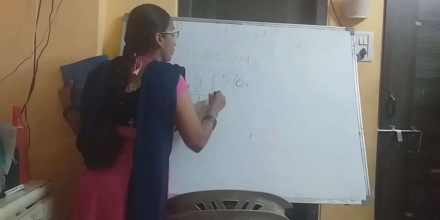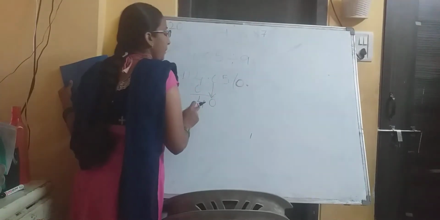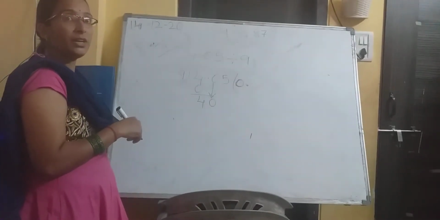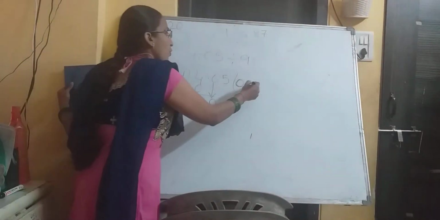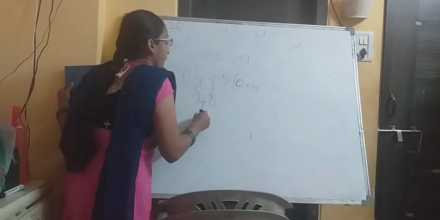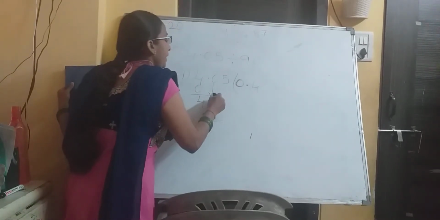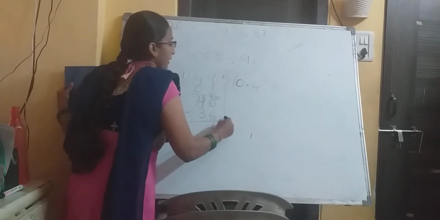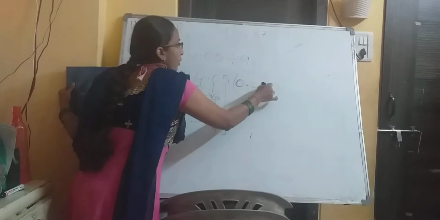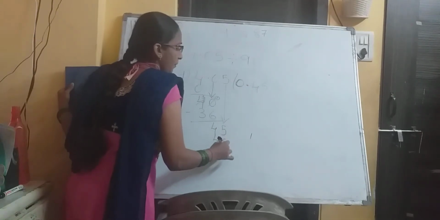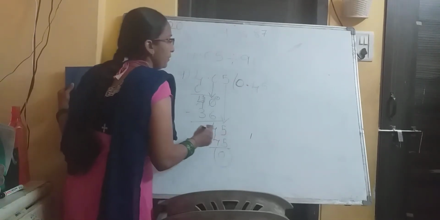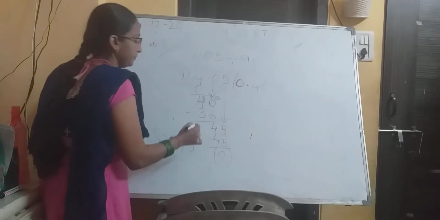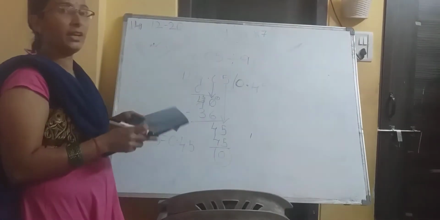Now comes 0. In 9 table, when does the 40 come, children? 9 fours are 36. 10 minus 6, 4. Now 5. 9 fives are 45. Okay children, come on. What is the quotient children now? Quotient is equal to 0.45. Did you write this?